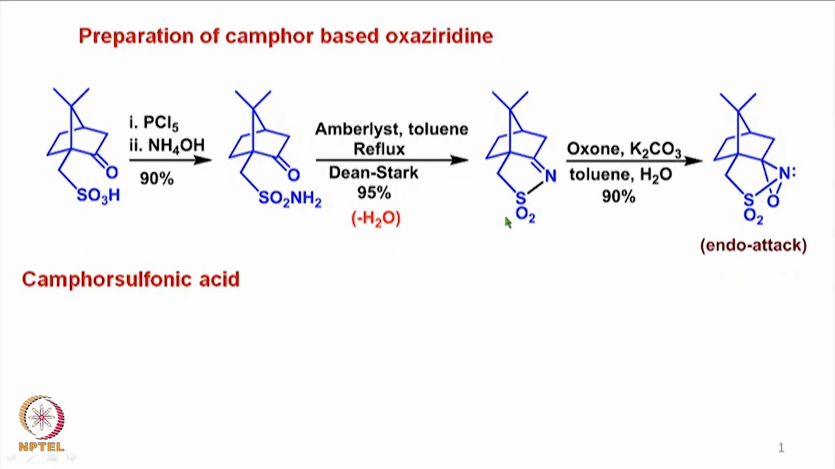And once this particular product is formed, then this is reacted with oxone under basic conditions. Since there is a methyl group on the exo side, therefore the oxidation of this imine part of the molecule occurs from the endo side, that is from the lower side, and then we get this particular reagent which has a complete endo attack of the oxygen. So this is how camphor based oxaziridine is prepared.